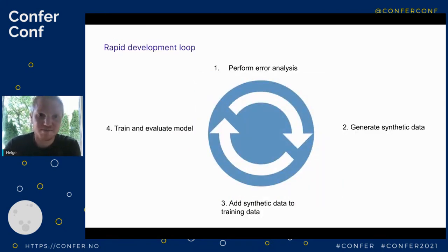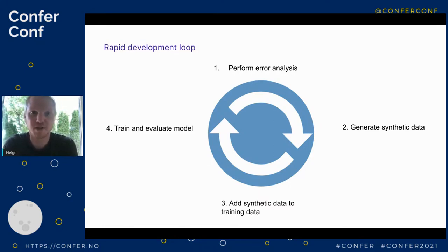Right. So all of this brought us to this idea of using synthetic data. The reason we wanted to do this is we wanted to move pretty quickly in developing a model. So we like to perform an error analysis. Then we realized usually we need more training data of some kind or another, but we don't necessarily have that training data. So how can we get it?